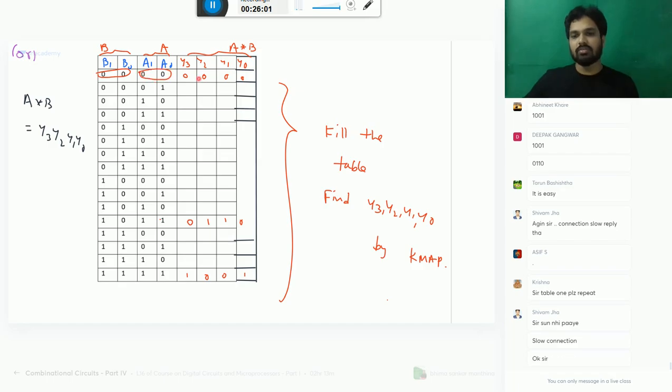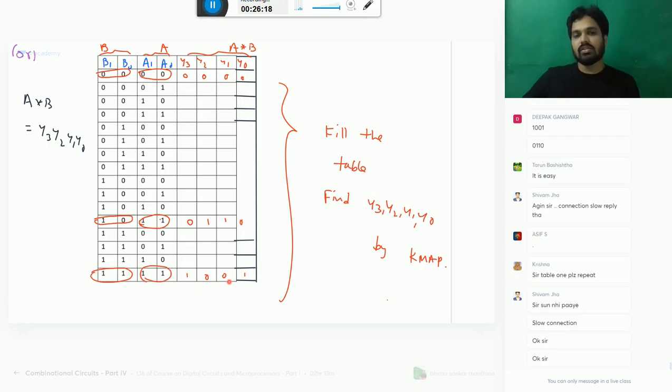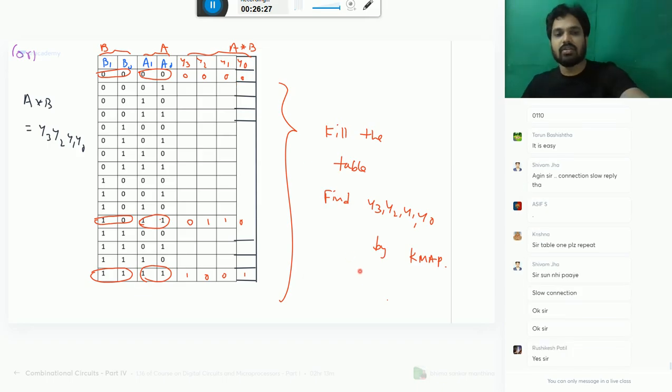Multiply, result will come. Similarly, you take these two, 1, 0 and 1, 1. 1, 0 is 2. 1, 1 is 3. 2 times 3 is 6. 6 means 0, 1, 1, 0. Similarly, 1, 1 is 3 and 1, 1 is 3. 3 times 3 is how much? 9 is the answer. Like that, you fill this whole table at home. Then find Y3, Y2, Y1, Y0. 4 K-maps will come. Simplify them to get the answer.